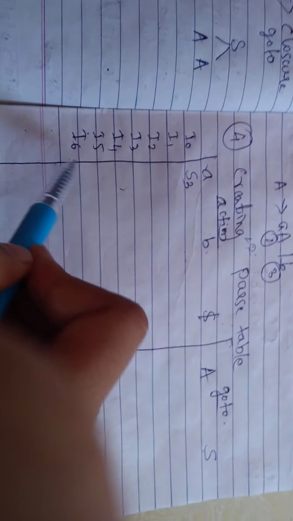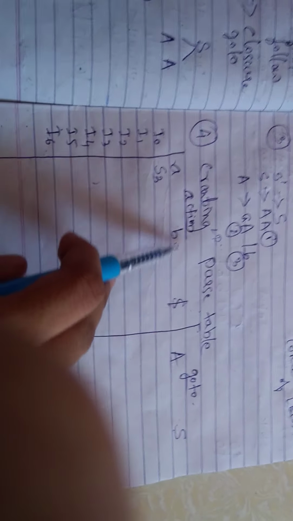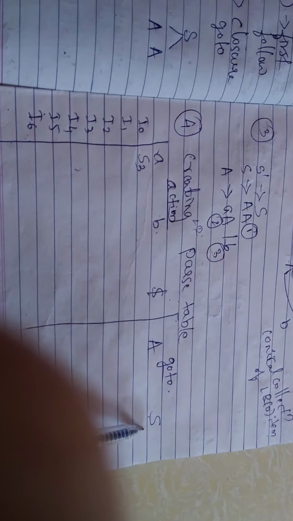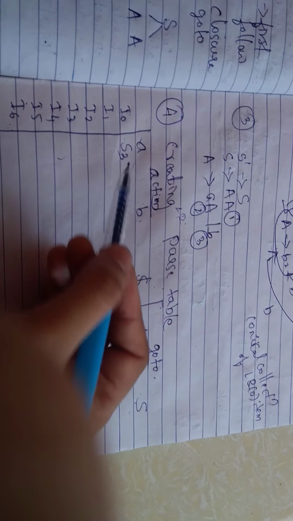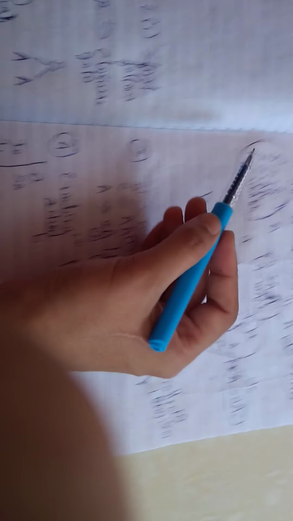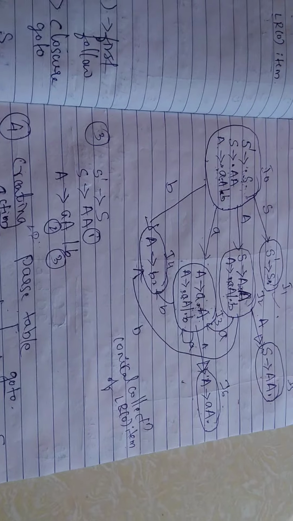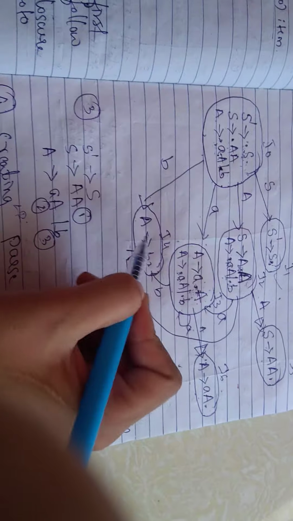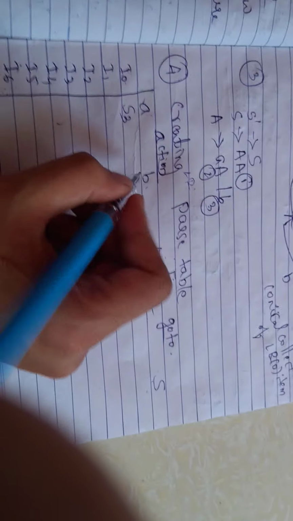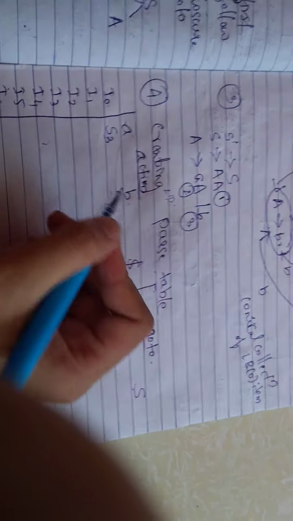So again here I go on writing all the states, and these columns are given with all the terminals, and these with non-terminals or variables. First I will go with I0 on small a. Where will it go? I3. So I will consider it as S3. I0 on B, where will it go? I4. I will consider it as S4.